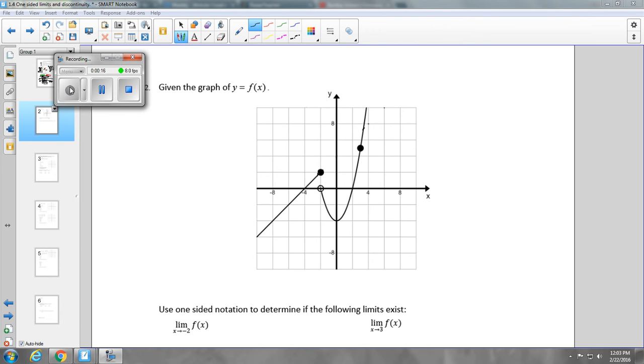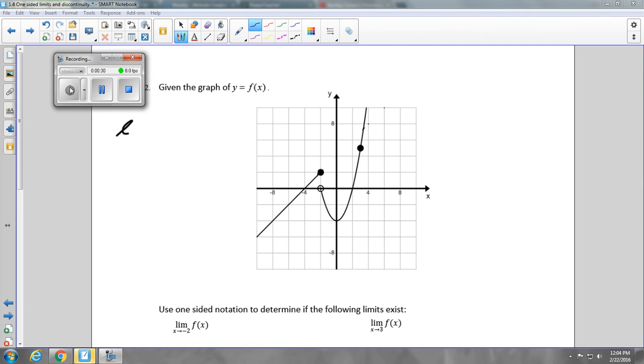So given this graph, we're going to look at point -1 and point 3. So point -1 first. We just want to go from the left and we want to go from the right. So I'm going to say the limit of f of x as x approaches -1 from the left. And what would that be equal to?